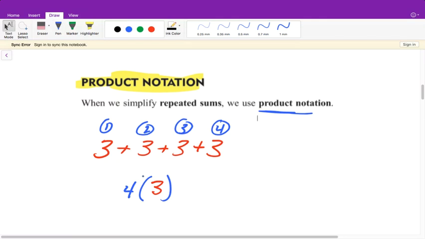So it allows us to rewrite something that may be long-winded and difficult to say into something that's easier to say, and also it'll allow us to solve our problems a little bit easier when we start dealing with the equations. So let's just go ahead and solve a couple using product notation.